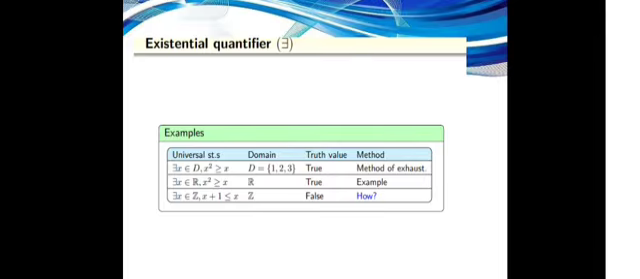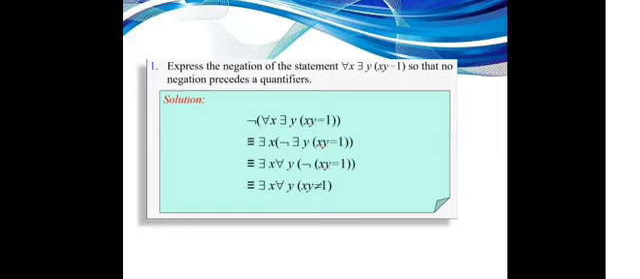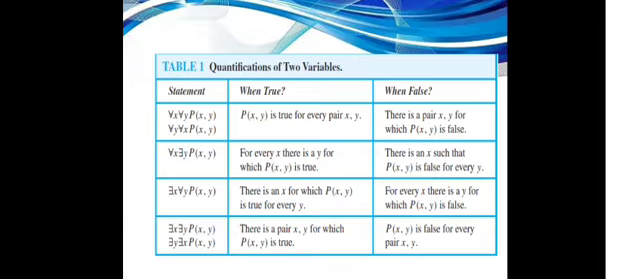Then, the universal set and the domain are given as a finite set, the truth value is either true or false, and then the method. And this is a problem: expressing the negation of the statement for every x there exists a y such that xy equals 1, so that the negation precedes a quantifier. You can solve it using the rules for universal or existential quantifiers.